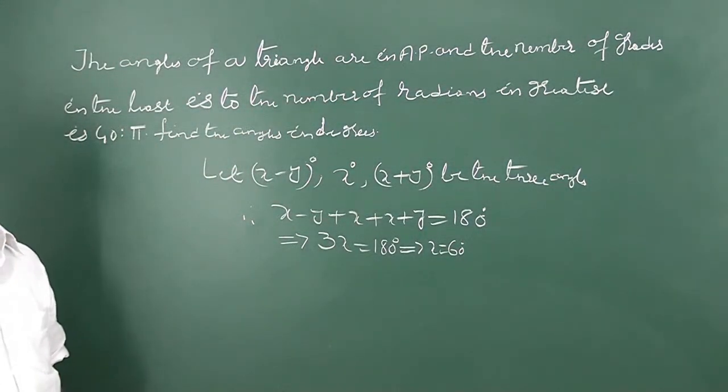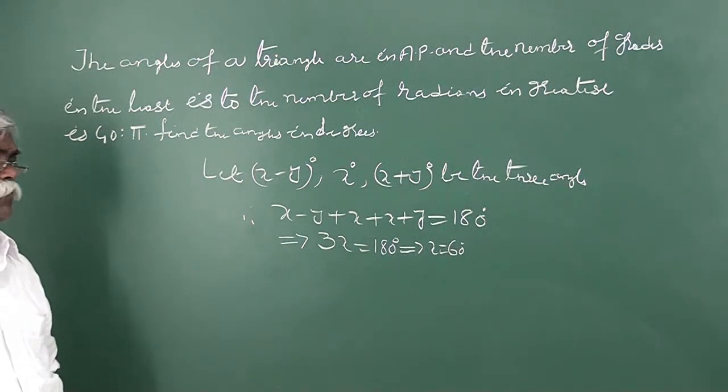So therefore we have taken the three angles to be x minus y degrees, x degrees and x plus y degrees because they are in AP. The sum of the three angles is 180 degrees.